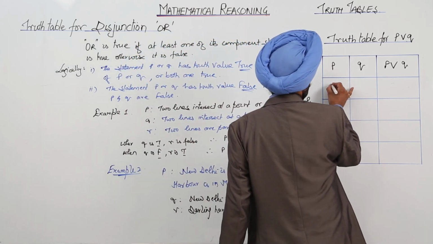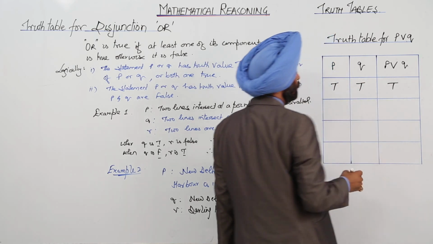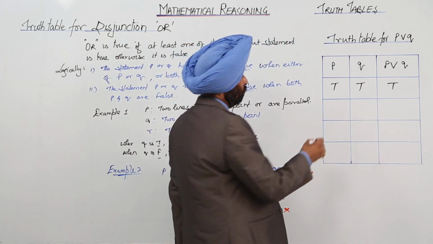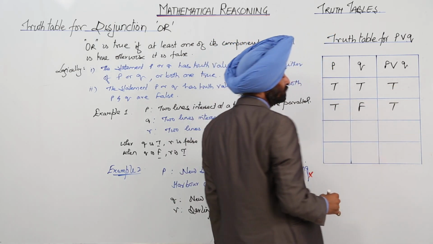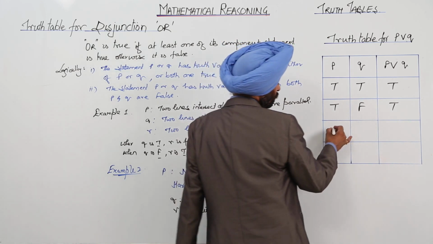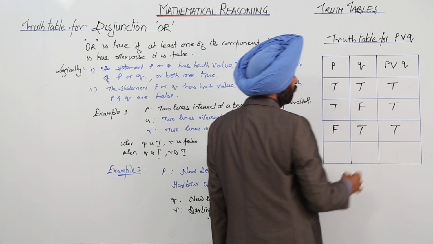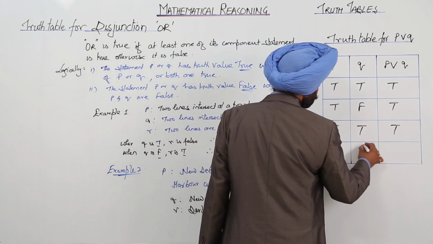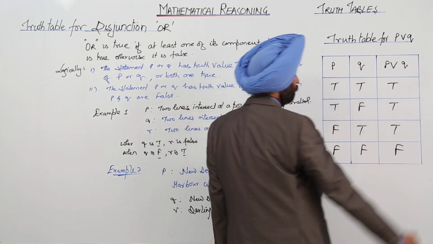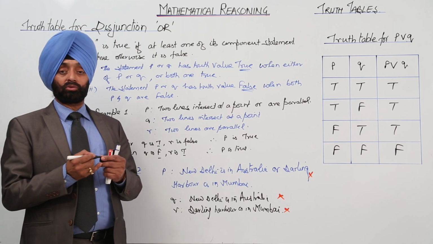When P is true, Q is true, it means P or Q is true. When P is true, Q is false, P or Q is true. When P is false, Q is true, P or Q will be true. And if P is false, Q is false, then P or Q will also be false. So this is the truth table for OR.